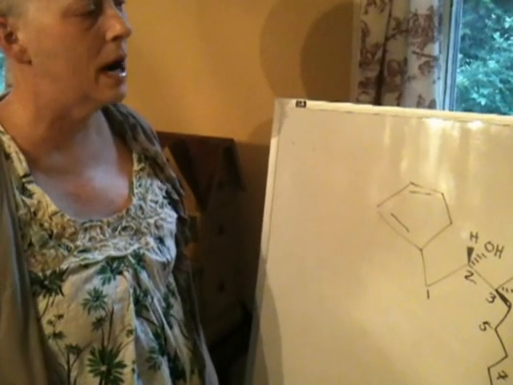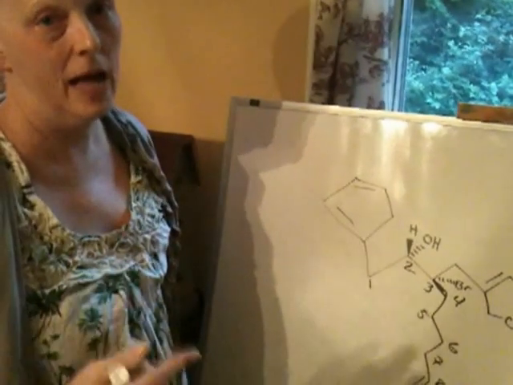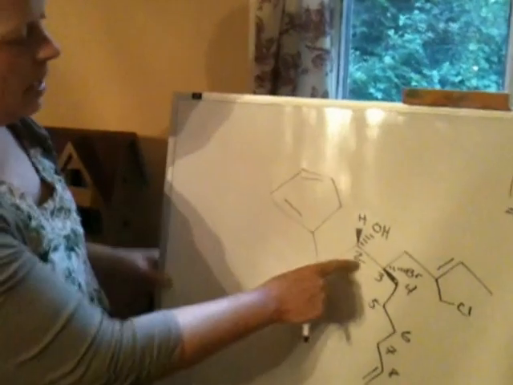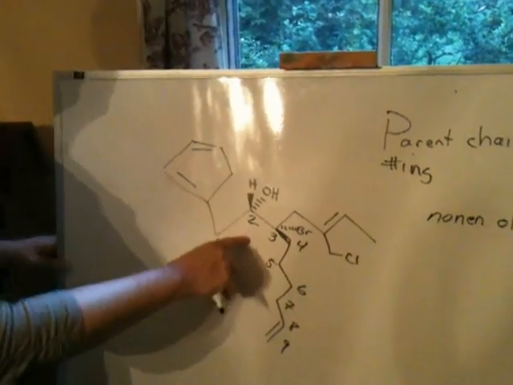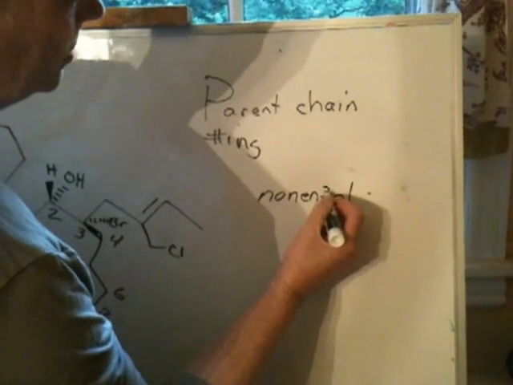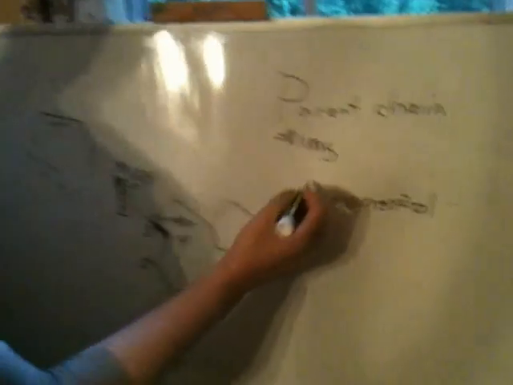And this includes Y, okay? Y is considered to be a vowel in this context. Okay, so it's a nonenal. The alcohol is in the number 2 position. There's a mistake people commonly make where they call this number 1. So this is a nonene-2-ol, okay? And the double bond is in the 1, 2, 3, 4, 5, 6, 7, 8 position. So it's an 8-nonene-2-ol.